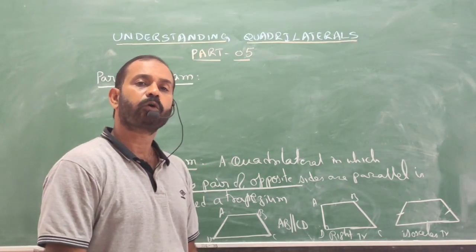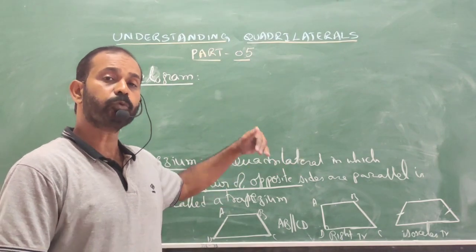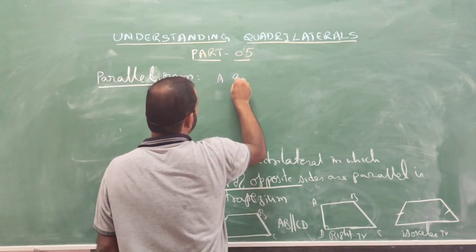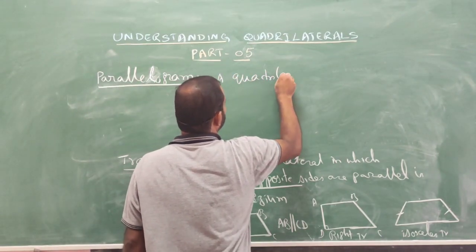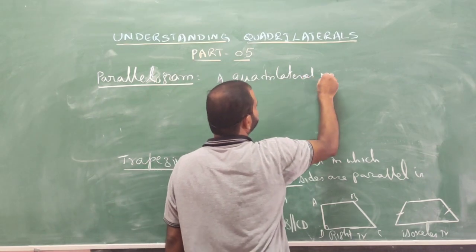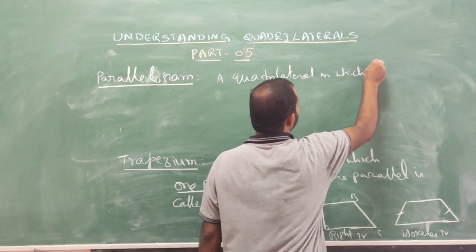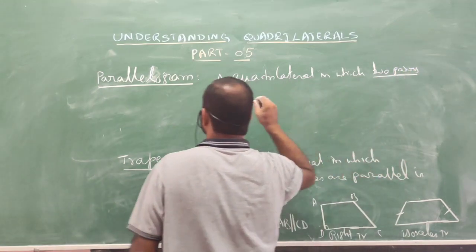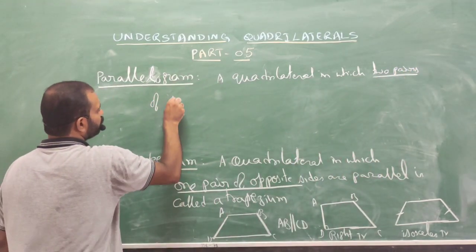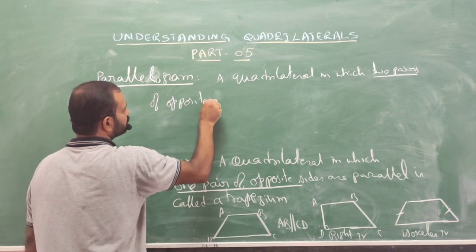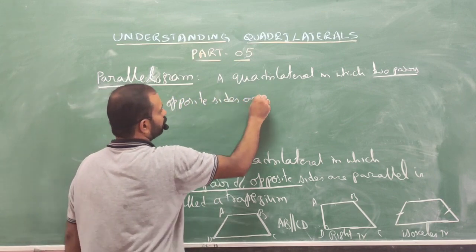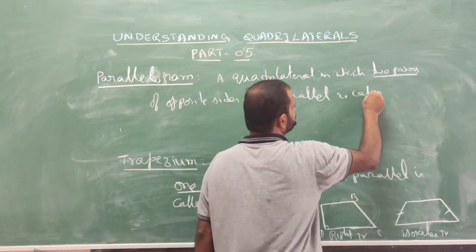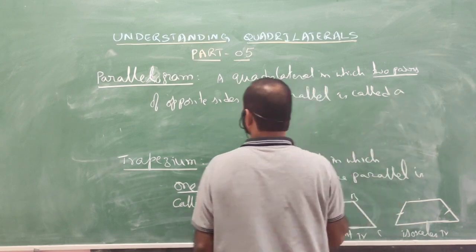Parallelogram. A quadrilateral in which two pairs of opposite sides are parallel is called a parallelogram.